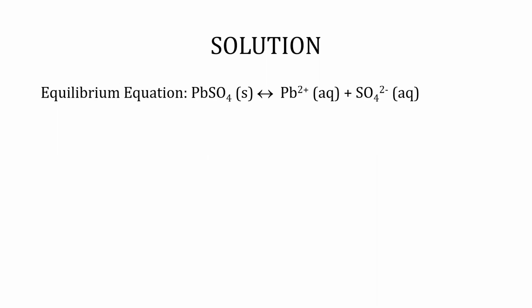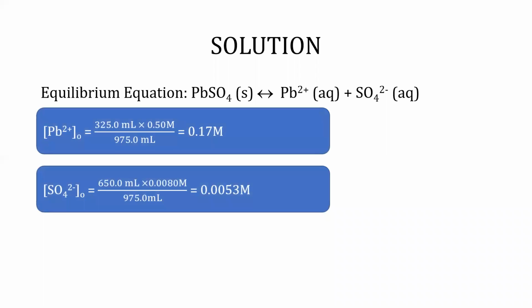The solution begins by writing the equilibrium equation where solid PbSO4 at equilibrium forms lead-2 and sulfate ions. The initial concentration of lead-2 ion is 0.17 molar, and the initial concentration of sulfate ion is 0.0053 molar.